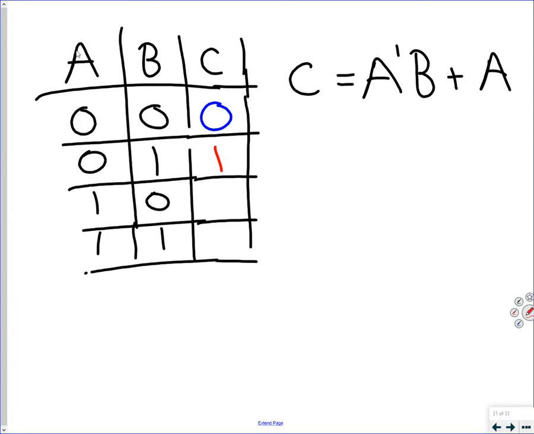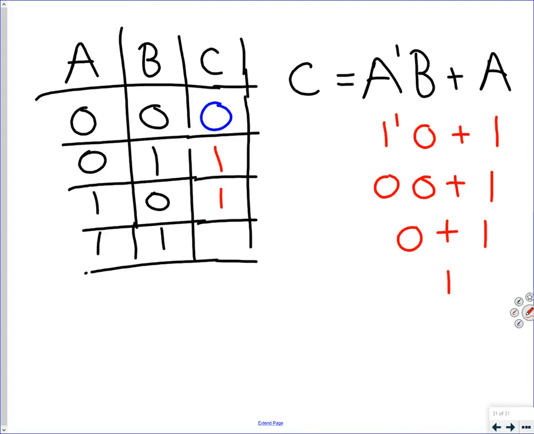Okay, so A is 1, B is 0. Okay, that's 0 and 0. Right? Okay, because 0 and 0 is 0. 1 NOT 0 OR 1 is 1. Okay, finally 1 and 1. It's 1 again? Let's see.